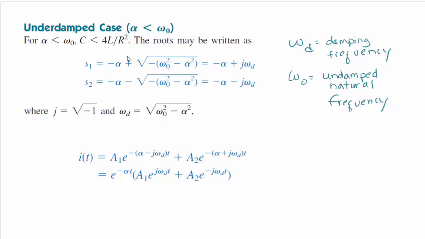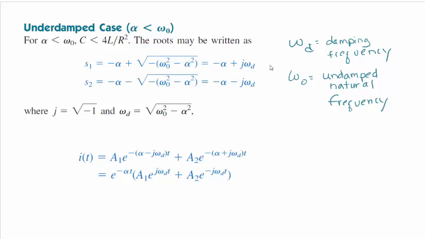So this is the underdamped case where alpha is less than omega naught. The equation for the roots, S1 and S2, are the same, but because of this relationship where alpha is less than omega naught, the quantity under the radical is now negative, which means we have a complex root.